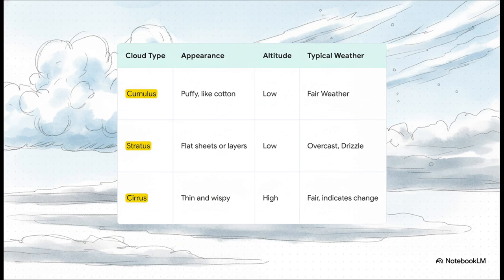Then there are stratus clouds. They're the ones that form in these flat, gray sheets that just cover the whole sky and make it feel kind of gloomy. And then way, way up high, where it's freezing cold, you get cirrus clouds. Those are the really thin, wispy ones that are made completely of tiny ice crystals.